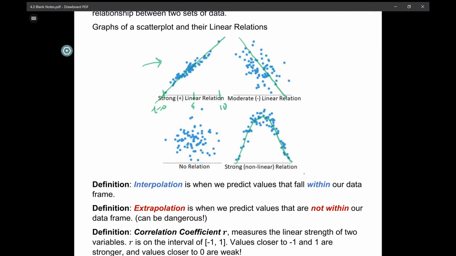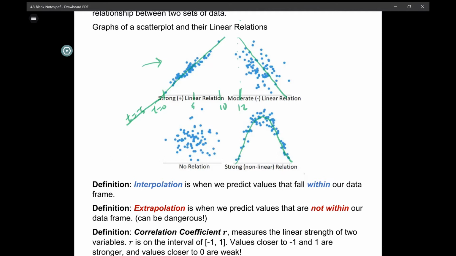The next definition is extrapolation. Extrapolation is when we predict values that are not within our data range. It can be dangerous. It's pretty risky. So if I wanted to predict something that happened at 12 years, way out here, that would be extrapolation, or maybe 5 years before, t equals -5, back here, that happened 5 years before our data.